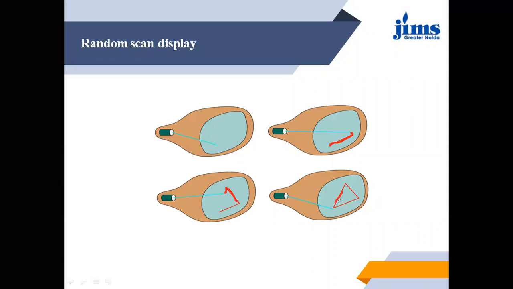In simple words, in raster scan the image is displayed scan line by scan line, whereas in random scan display the electron beam strikes the screen only where the image has to be displayed. This is the difference between raster scan and random scan.